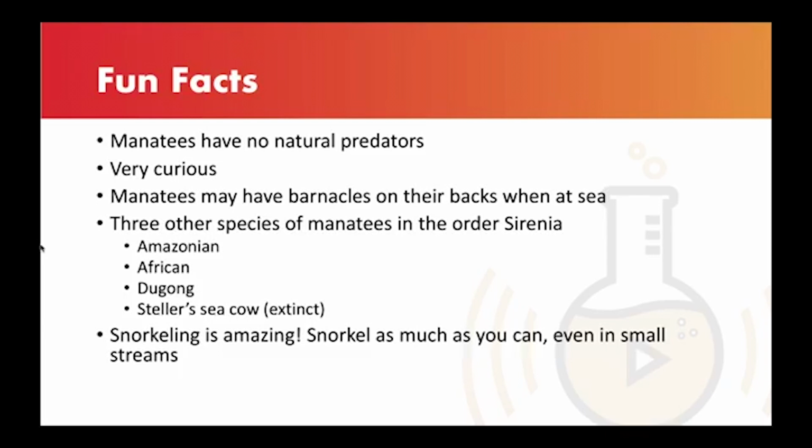And then finally, I'd say snorkeling is amazing. I highly encourage you guys to snorkel as much as you can, even in small streams. It's just such an incredible experience. I first snorkeled in a stream a couple of years ago, and I had been out in the oceans and otherwise. But even snorkeling in small streams is really fun too, just because you can see what's going on in the streams.